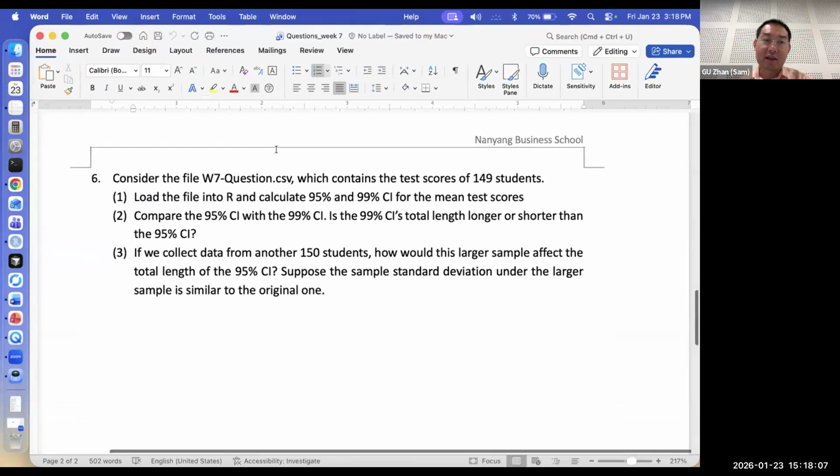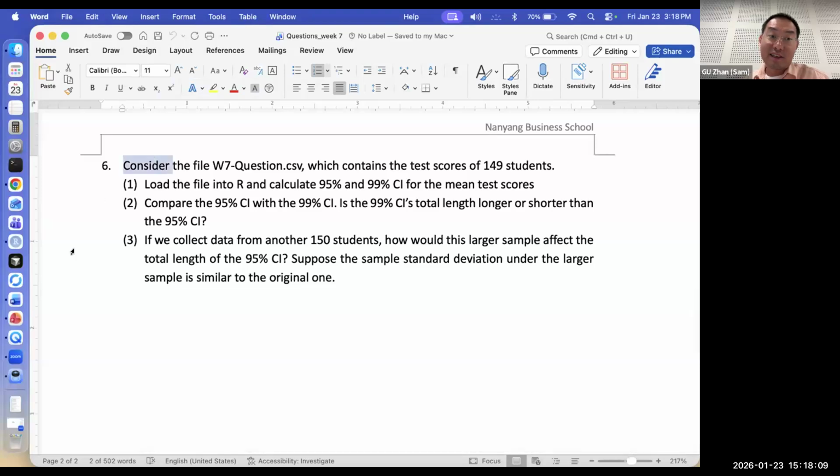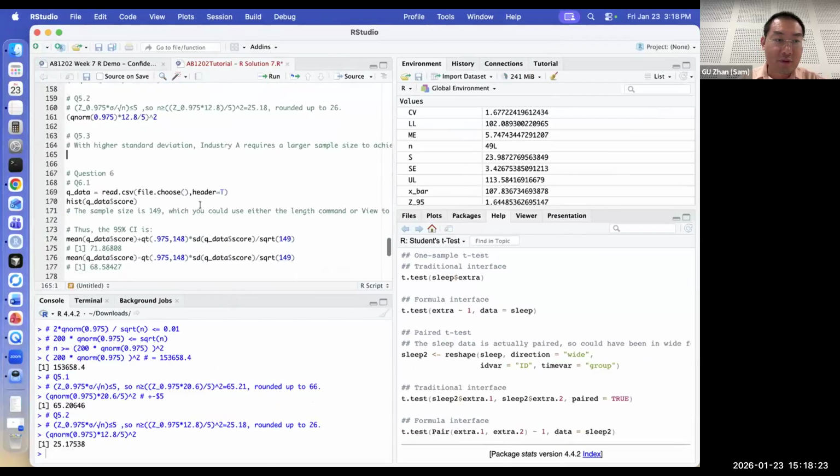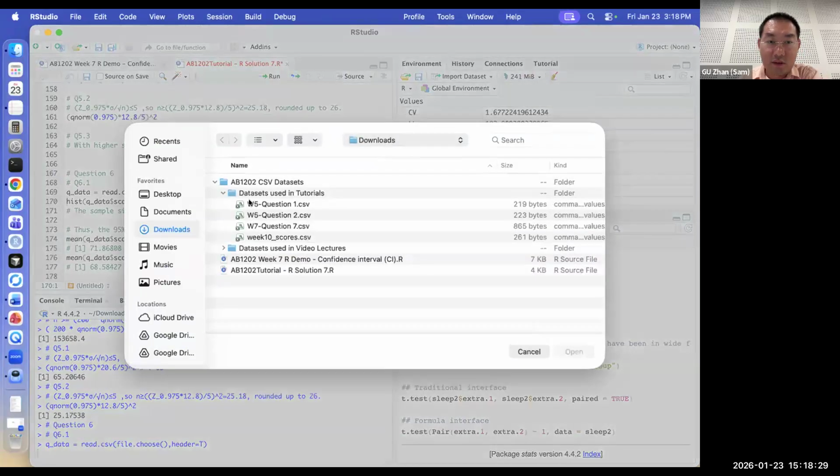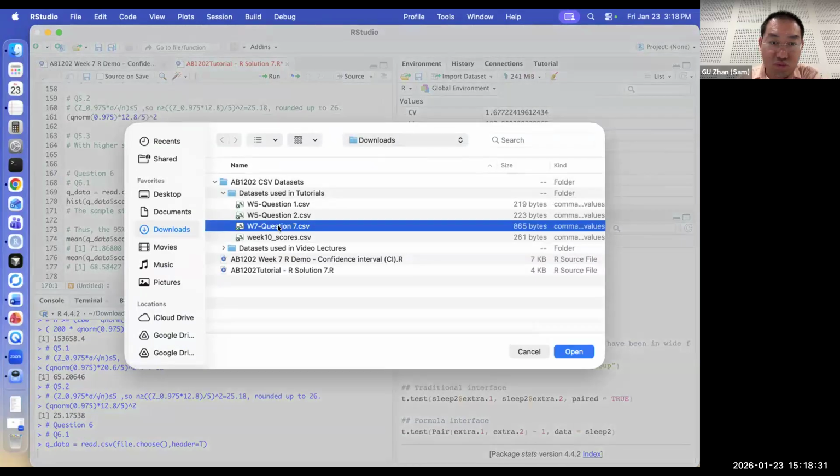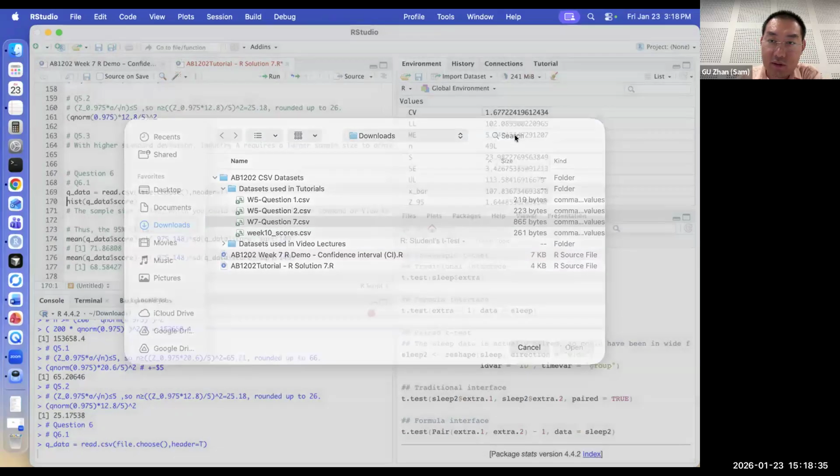Okay. So question 6. Consider the file W7 question, which contains the test scores of 149 students. Load the file into R, calculate the mean test score and compare. Okay, we do it one by one. So first, 6.1, we need to read the CSV, right? So read the CSV first. Find your W7 question 7. Okay, let's open it.